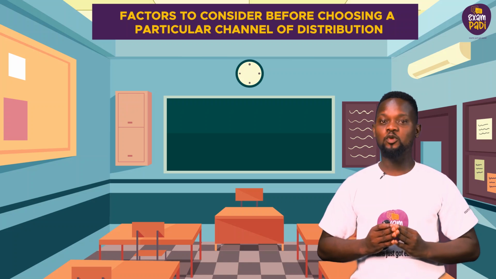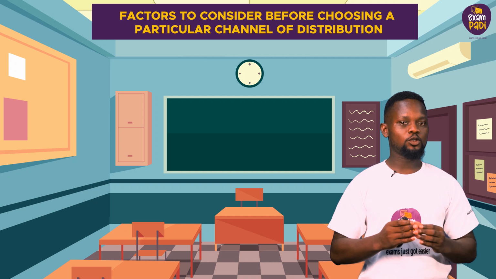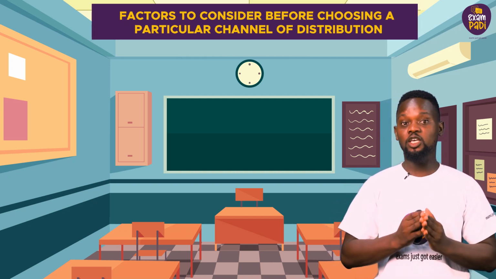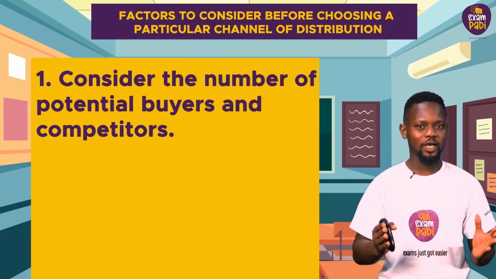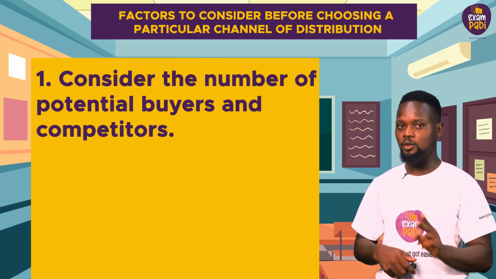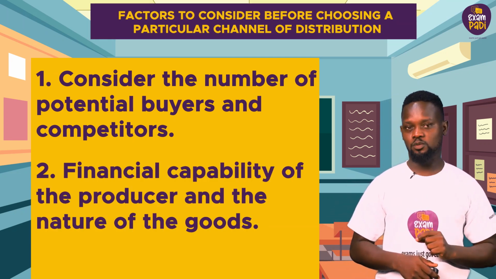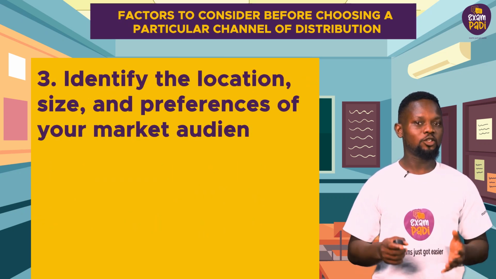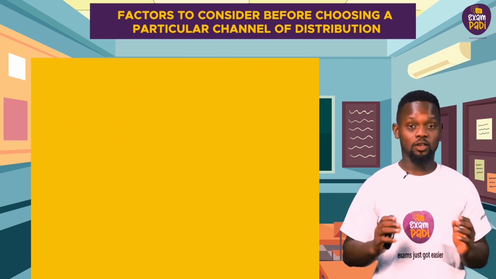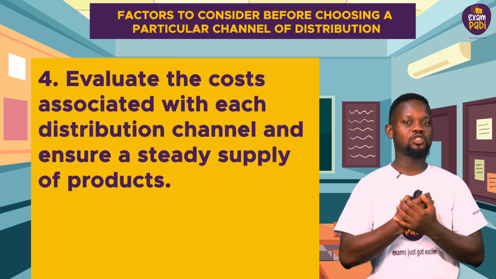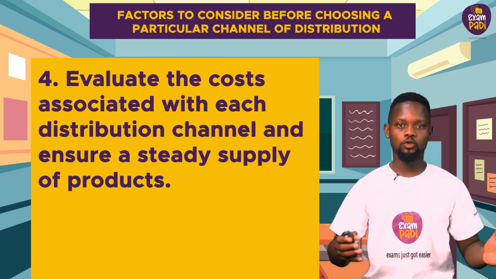What are the factors to consider before choosing a particular channel of distribution? The key factors to consider when choosing a channel of distribution include the following. Number one, consider the number of potential buyers and competitors. Number two, financial capability of the producer and the nature of the goods. Number three, identify the location, size, and preferences of your market audience. And number four, evaluate the costs associated with each distribution channel and ensure a steady supply of products.